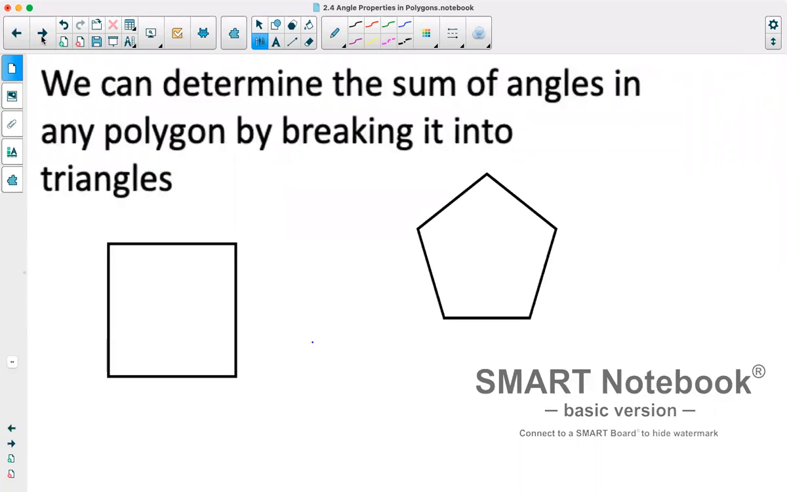So essentially for any polygon, we can determine the sum of angles by breaking it into triangles, where each side of our polygon is the base of a triangle, and the triangles all meet in the center. Okay, so I've broken this square into 4 triangles. Now, from what we learned in the last section, we know the interior angles of each of these triangles add up to 180 degrees.